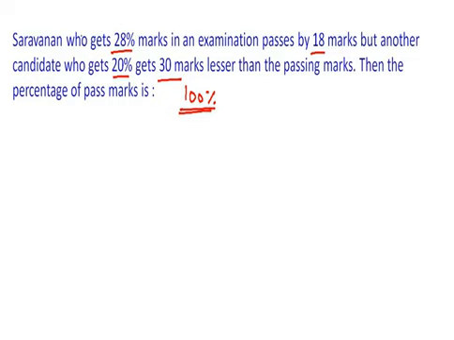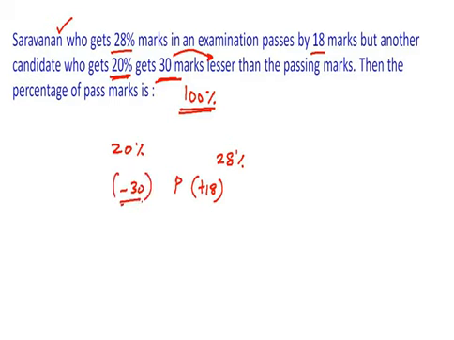Now there are two candidates in the question. Let's start with the first candidate, Saravanan. He is getting 28% of the total marks and he passes by an addition of 18 marks, right? What about the second candidate? He is scoring just 20% of marks and he is failing by 30 marks, because they've said that he is scoring 30 marks lesser than the pass marks, right? So compared to the pass marks, he has a score with a difference of 30.